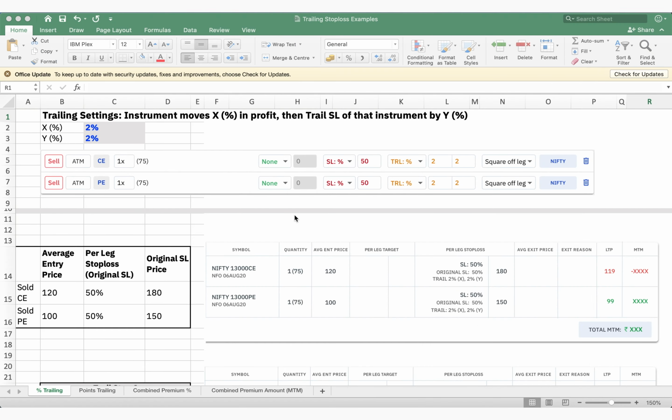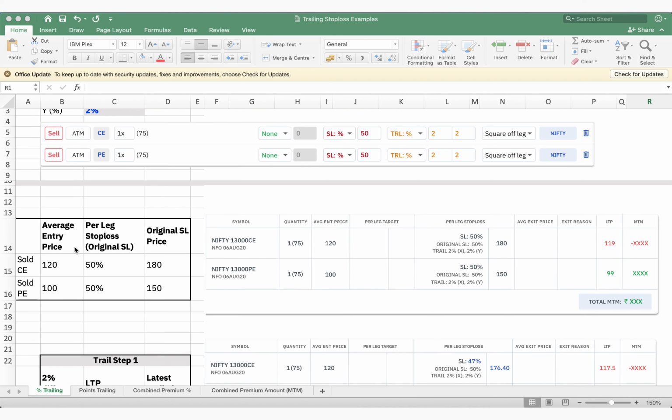Now let's take an example of a live trade and see what the trailing settings and your traded stop losses look like on your Quantiply user interface or your algo dashboard. We've got an ATM straddle here with a 50% SL on both the legs. We've configured the trailing stop loss in percentage, where X is 2 and Y is 2 for both the legs. So the average entry price is 120 and 100 for the call and put. We've got a stop loss of 50% on both the legs. So you can see that on your Quantiply dashboard. You can see the trailing settings as well.